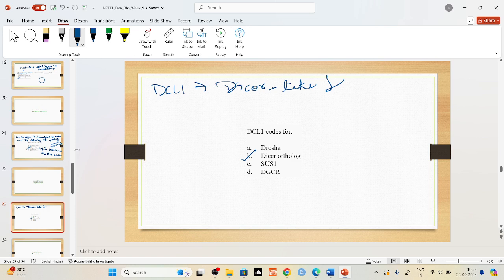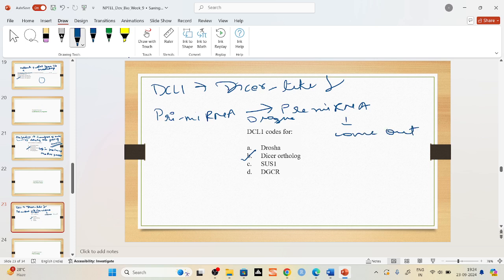So, if you have studied the normal miRNA biogenesis, you know that there is primary miRNA, pri-miRNA. This primary miRNA is converted into pre-miRNA, and this is mediated by DROSHA. This pre-miRNA is in the nucleus. Now, from the nucleus, it will come out to the cytoplasm. It will come out of the nucleus, and then what will happen?